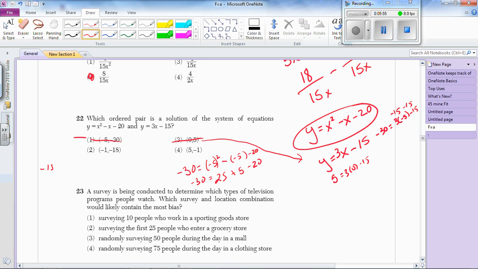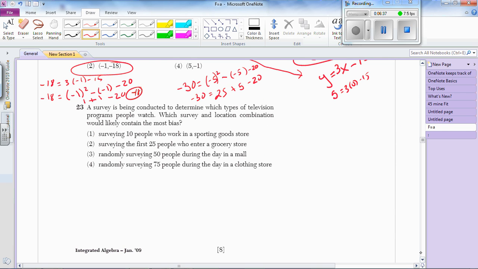Alright, let's try this one. Does negative 18 equal 3 times negative 1 minus 15? Yes, that's negative 18. Does negative 18 equal negative 1 squared minus negative 1 minus 20? Well, this is 1, and this is plus 1. So that's 2 minus 20 is, in fact, negative 18. So that's the right answer. Holy mackerel, I would expect you to use your graphing calculator on that one. I hope you did. If you don't have one at home, that's kind of the way you had to do it.